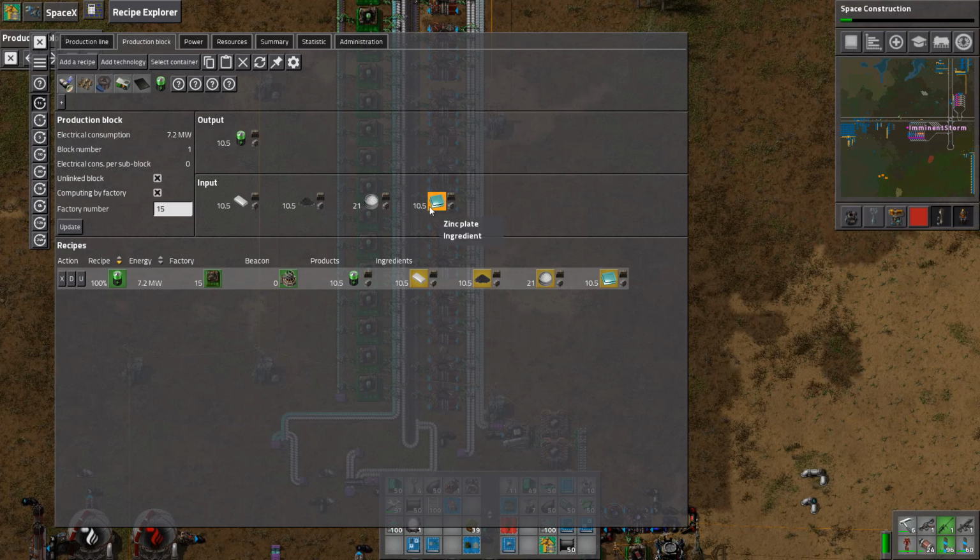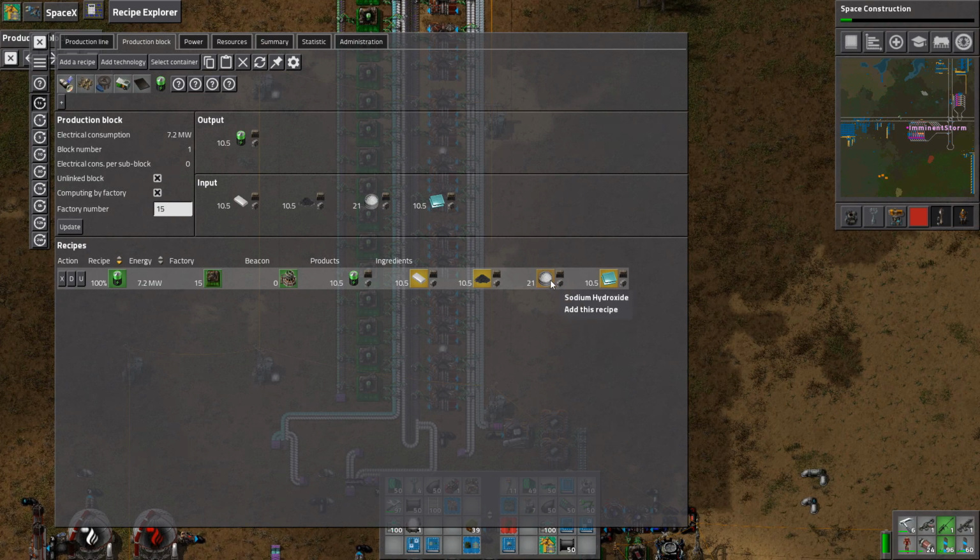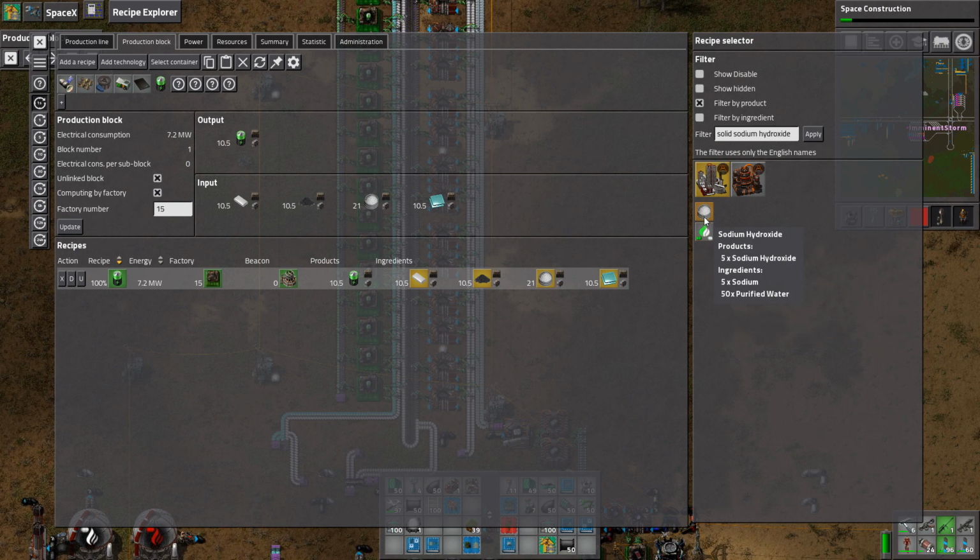Zinc plate. And it's going to need plastic, obviously. But it needs 21 per second sodium hydroxide. That's the important bit right now. Sodium hydroxide.